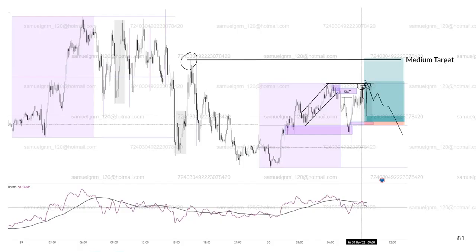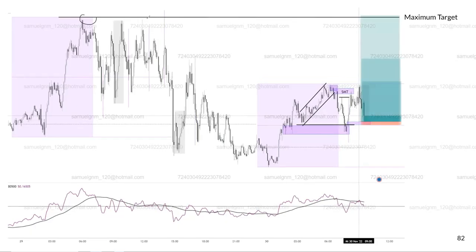Okay, so minimum, medium one is the medium liquidity, right? And then what's the maximum? Obviously, this juicy Asia high from the previous day with the triple top in here. That's your maximum target you should aim for.